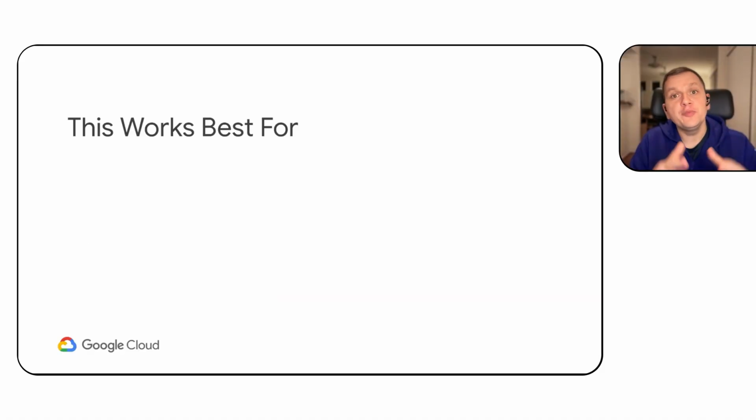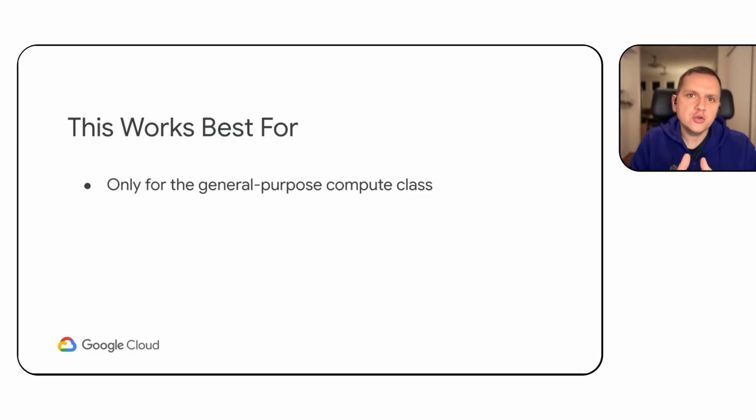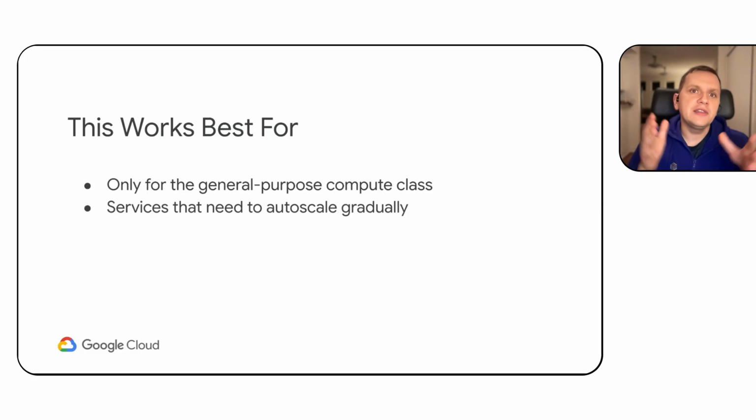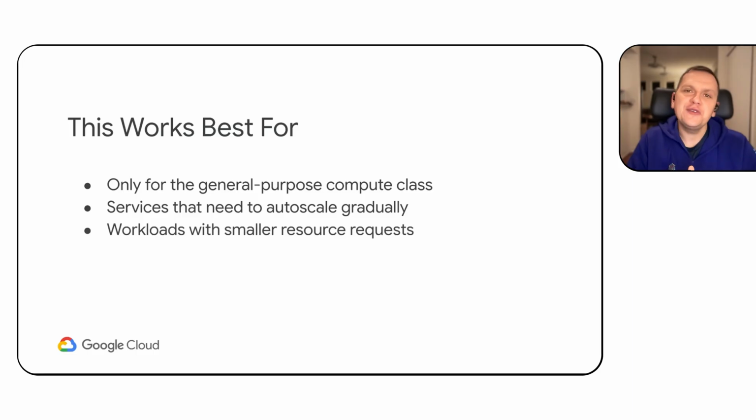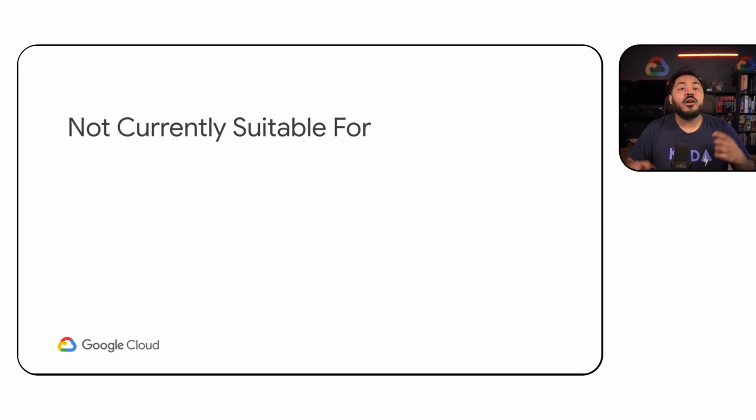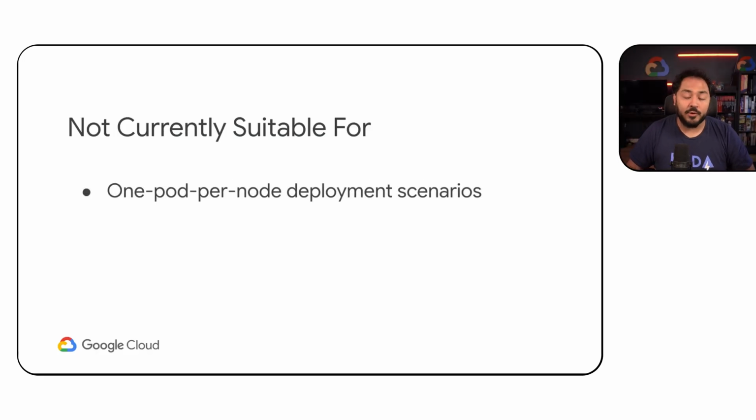In order to benefit from the improvements of container optimized compute on GKE Autopilot, make sure that your workload uses the general purpose compute class. Container optimized compute works best with services that need to also scale gradually. And while we do support various types of workloads, you will see most improvement in the workloads with smaller resource requests. Although container optimized compute platform works for many types of workload, it's not currently suitable for one pod per node deployment types like anti-affinity situations or for batch workload.